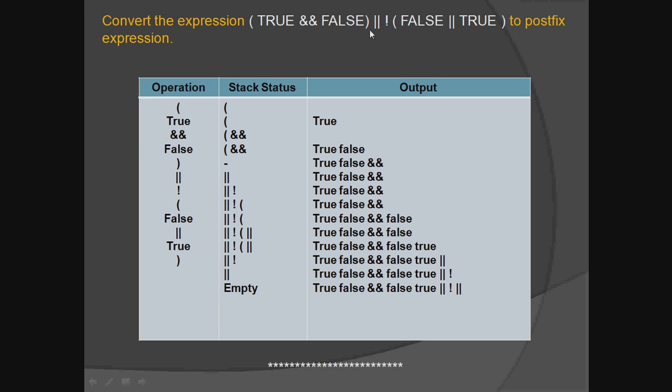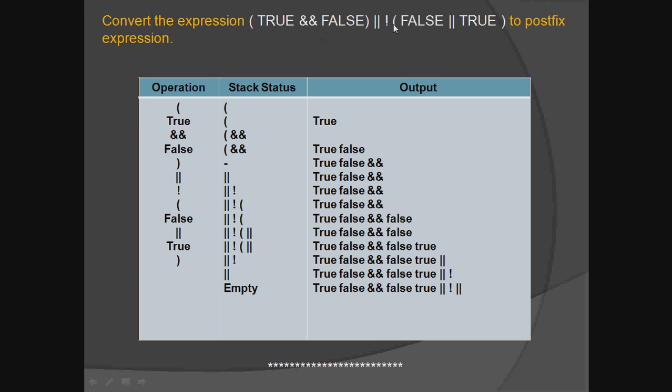So next, again we have the closing bracket. Once the closing bracket is encountered, all the operators that are inside the stack will be popped out. So now the stack will remain empty. After that, the OR operator is read, and then it is pushed into the stack. Now the stack is filled with the OR operator. Clear? After that, the NOT operator is read, and then it is also pushed into the stack. So the output will still remain the same: true, false, ampersand, right?